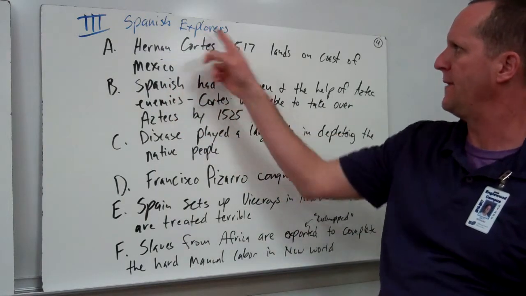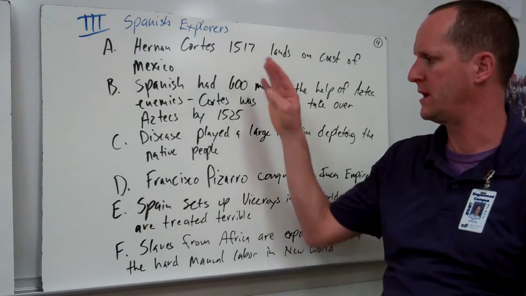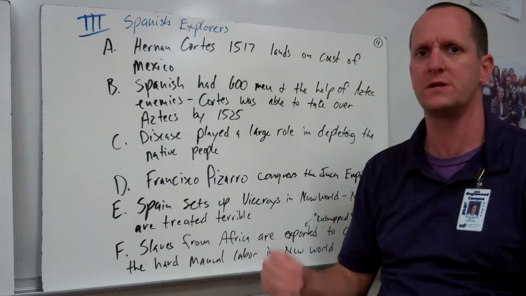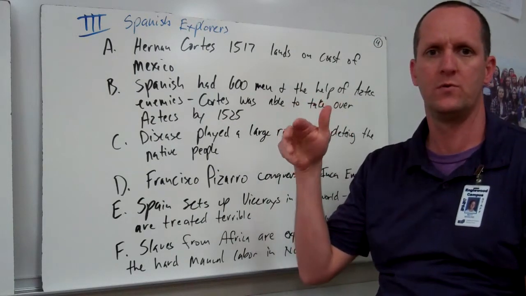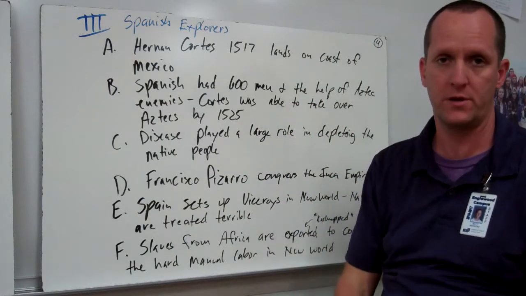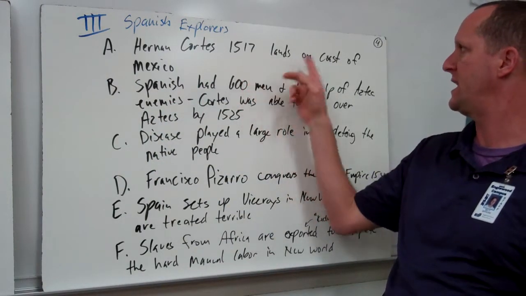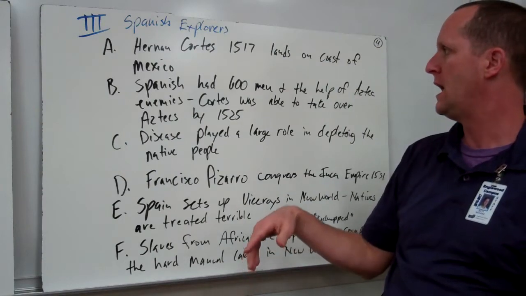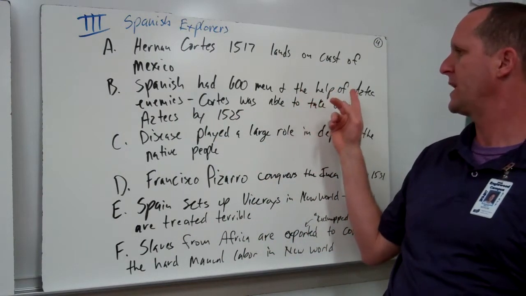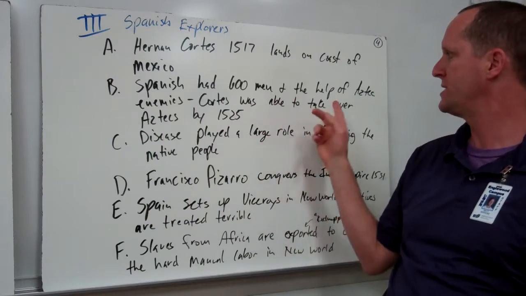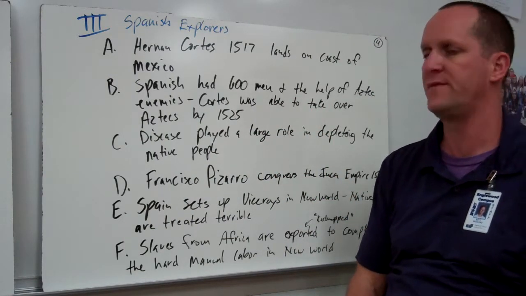Now, the Spanish explorers, we'll talk about them for just a few minutes, because they're the ones that went to the New World and, as conquistadors, just conquered it. So you have Hernan Cortez, 1517, lands on the coast of Mexico with his 600 men and the help of Aztec enemies. Cortez was able to take over the Aztecs by 1525.